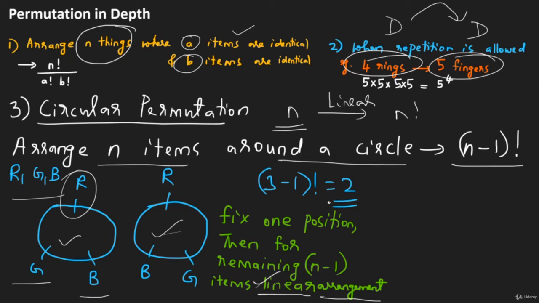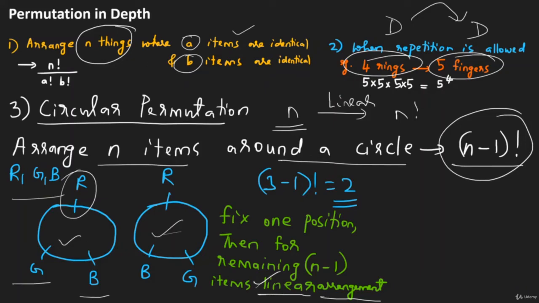So we have seen circular arrangement and we have thought about it in 2 ways. One way is that you can arrange items around a circle in n minus 1 factorial ways, or you can think of it as fixing the position of any one of the given items and the remaining items have to be arranged in a linear manner. Either way, you get the answer as n minus 1 factorial.